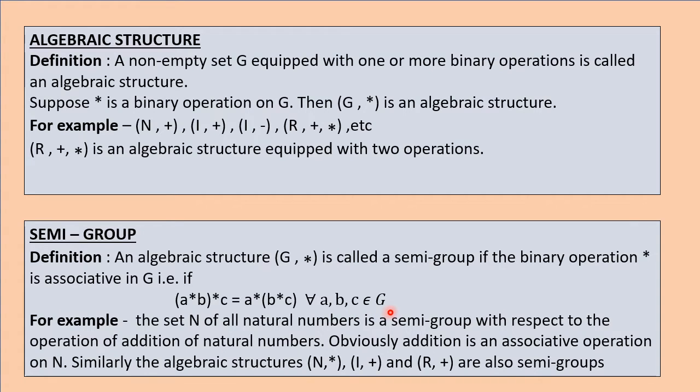It means that if the associativity property holds as well as the closure property holds, then it is said to be a semigroup. For example, consider the set of natural numbers under the operation addition, and we know that addition is an associative operation. So (N, +) will be a semigroup. Similarly, we have other examples as well. (N, *), (I, +), (R, +), these all are examples of semigroup.